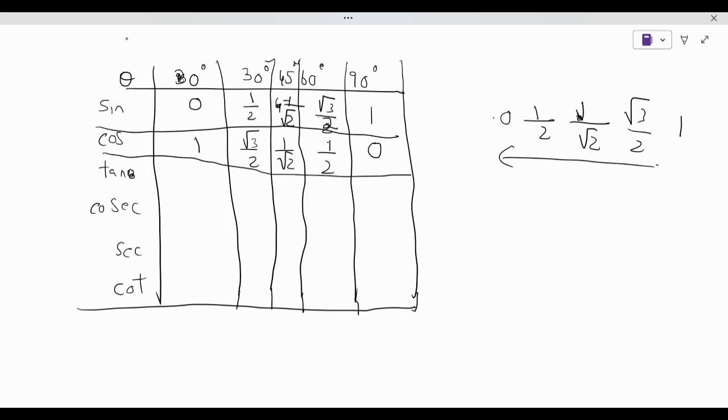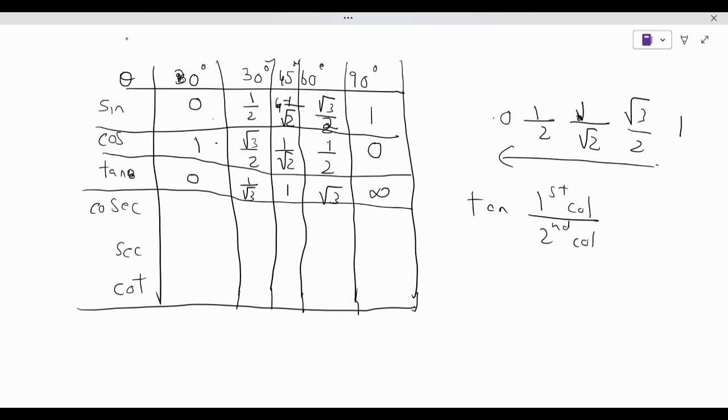Tan is very simple. You have to divide the first row by the second row. So 0 by 1 is 0. 1 by 2 divided by root 3 by 2 is 1 by root 3. 1 by root 2 divided by 1 by root 2 is 1. Root 3 by 2 divided by 1 by 2 is root 3. 1 by 0 is infinity. For tan, divide the sine row by the cos row.